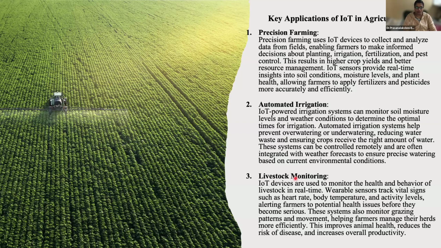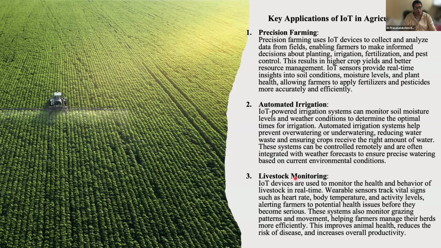In an automated irrigation system, if the moisture level of the soil goes down, the sensor will give information that it should get water irrigation, and water will be supplied over there. Sometimes if the moisture is too high, the supply of water will be less. So this is an automated irrigation system.